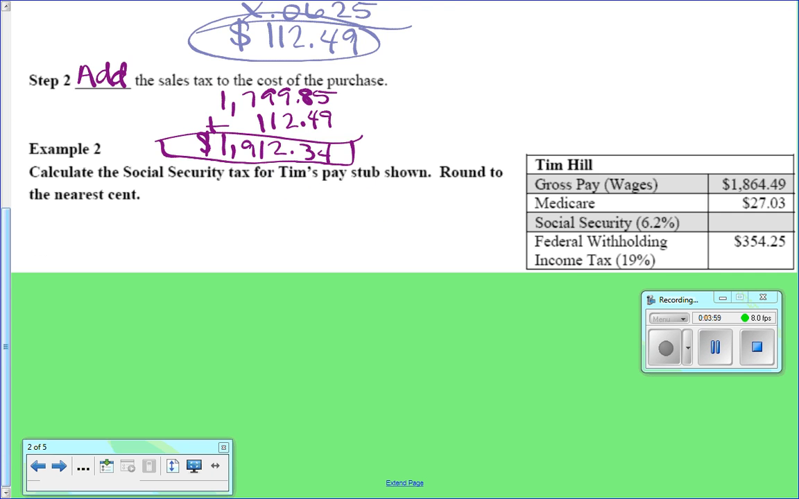All right, let's look at example number 2. We're going to calculate the Social Security tax for the pay stub shown. And we're always going to round to the nearest cent because that's money, right? Hundreds place. All right, so we talked about wages. This is what the company paid him with. But notice how Medicare is taken out. Federal withholding income tax, 19%, is taken out. So how do we determine? All right, so Social Security tax percent as a decimal. And then we multiply it by the wages, $1,864.49. And what do we get there?